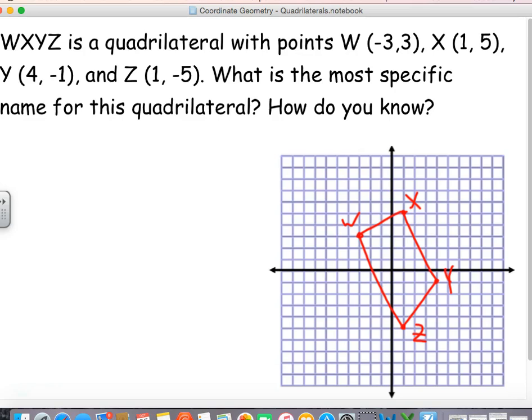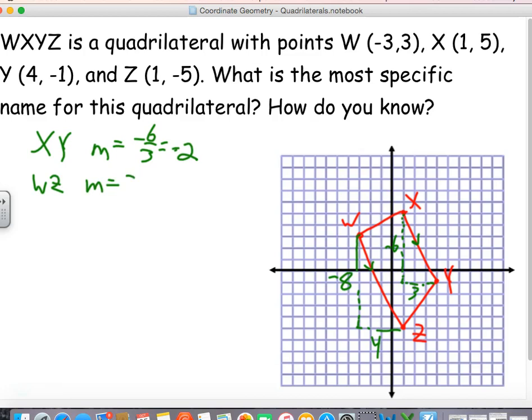So let's figure out the slope of XY. It looks like this one is parallel to this one. We don't know, but let's check and see. For the slope of this, we go down 1, 2, 3, 4, 5, 6, so that's -6, and we go over 1, 2, 3. So the slope of XY is -6 over 3, which is -2. And for the slope of WZ, we go down 1, 2, 3, 4, 5, 6, 7, 8, so that's -8, and then we go over 1, 2, 3, 4. So the slope of WZ is -8 over 4, which is also -2.